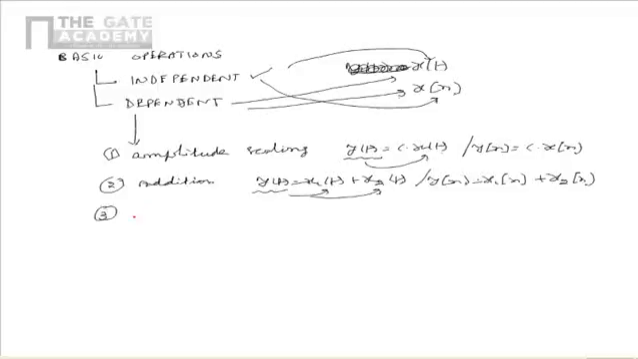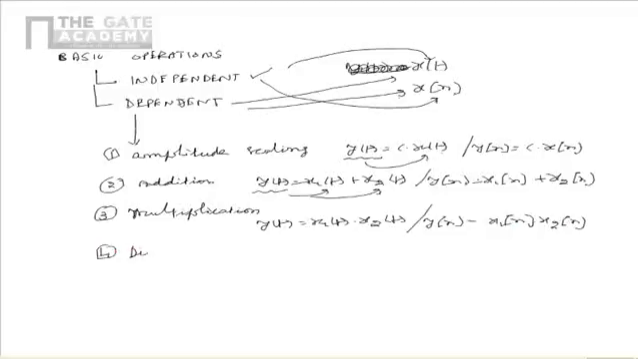Similarly, another basic operation on the dependent variable is multiplication of the signals, which can be represented as y of t is equal to x1 of t multiplied by x2 of t, or y of n is equal to x1 of n multiplied by x2 of n.